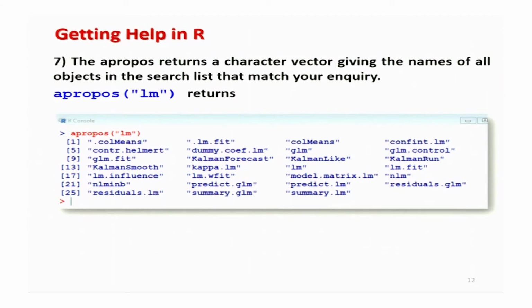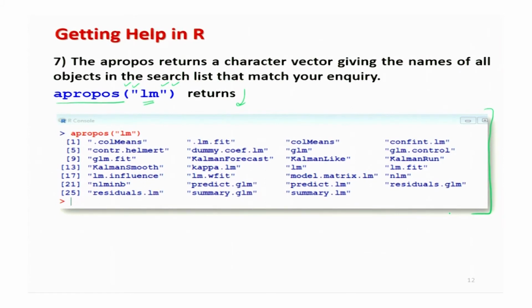For that we have a command here, apropos. Suppose I can recall that some time back I had used a command in which there were two letters, lm. So now I will write apropos, within parentheses and double quotes I will write lm. And then if I press enter, this will return a screenshot like this.